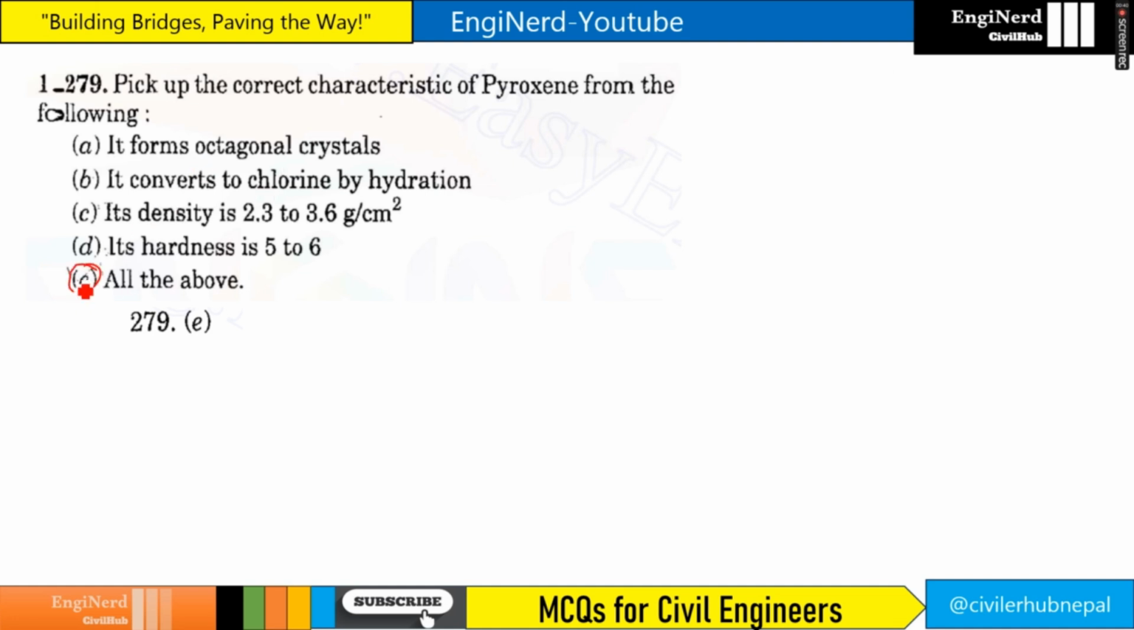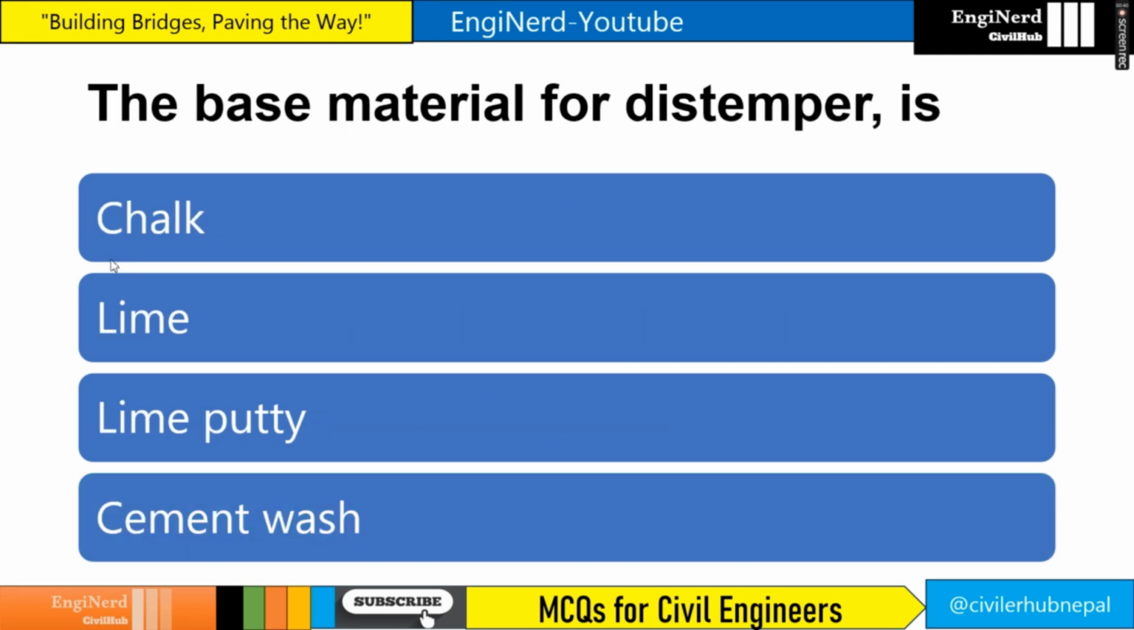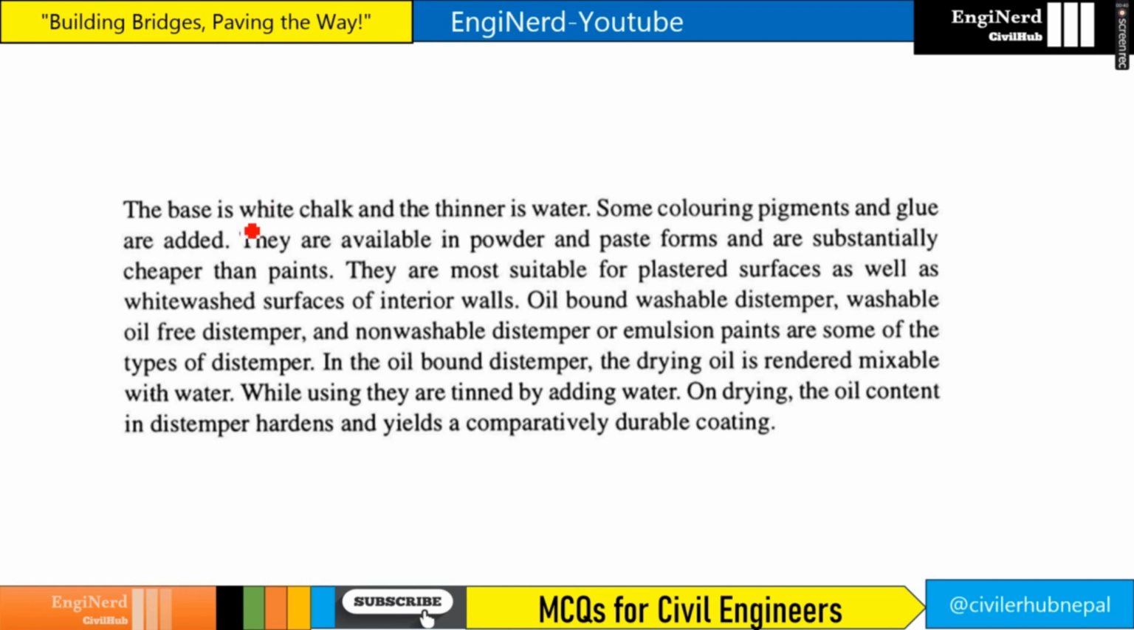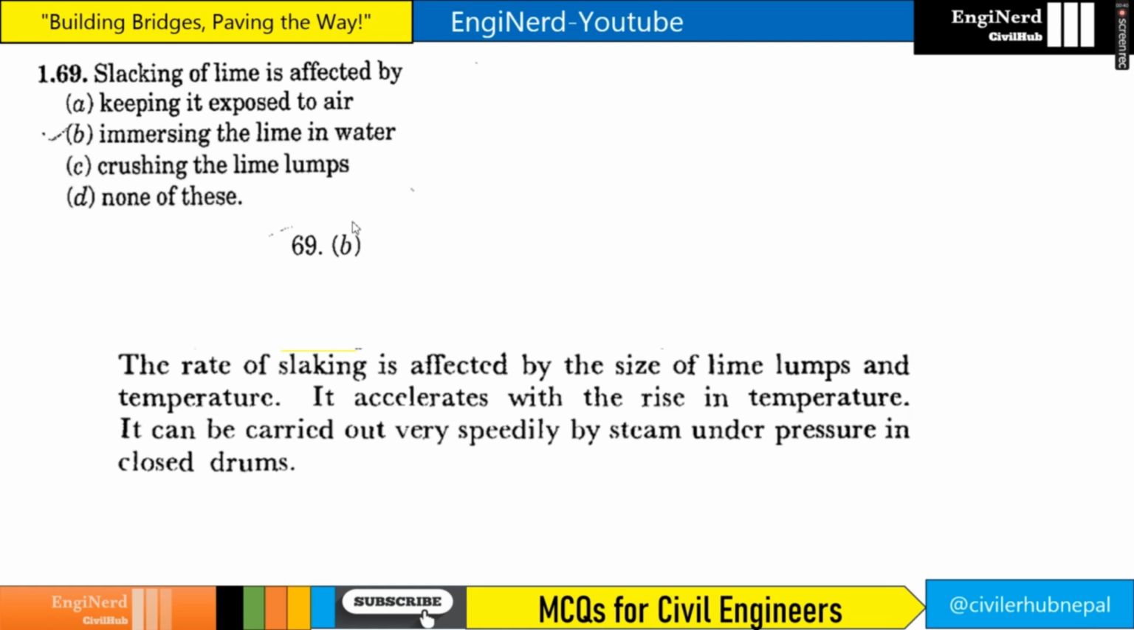This is also from the book of Agor. The base material for distemper is, the base is chalk. We have already seen here, the base is white chalk, right? Slaking of lime is affected by, so if you see here, this is also from the Agor, and the answer is given as immersing the lime in water. However, if you see here in the book, the rate of slaking is affected by the size of lime lumps, right? And I think slaking of lime is affected by crushing the lime lumps as well. But we generally take B, immersing the lime in water.